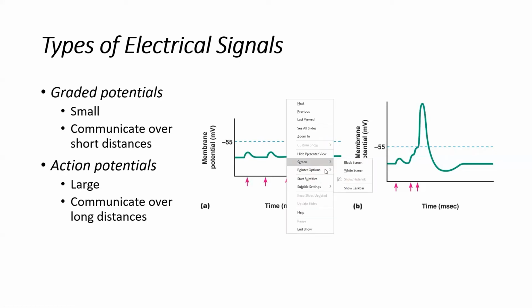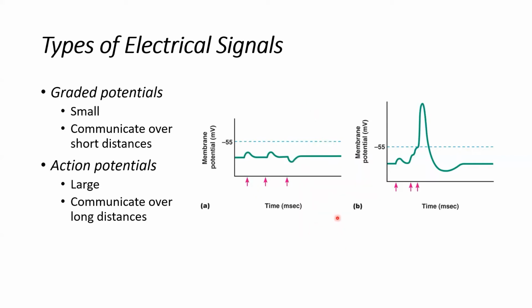So just to illustrate that here on our images here on the right. So here is what a graded potential looks like. Again, very small blip or small change or bump in the membrane potential. It can be a positive change or it can be a negative change.